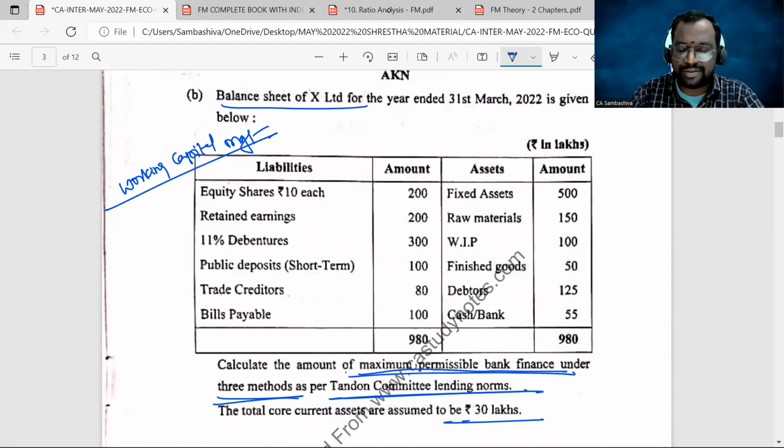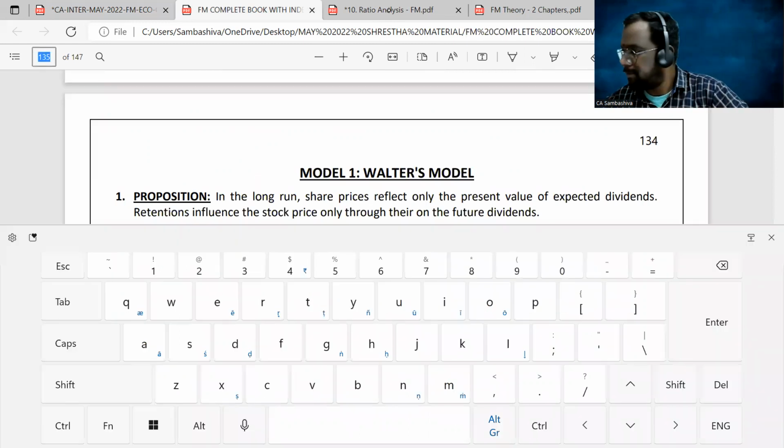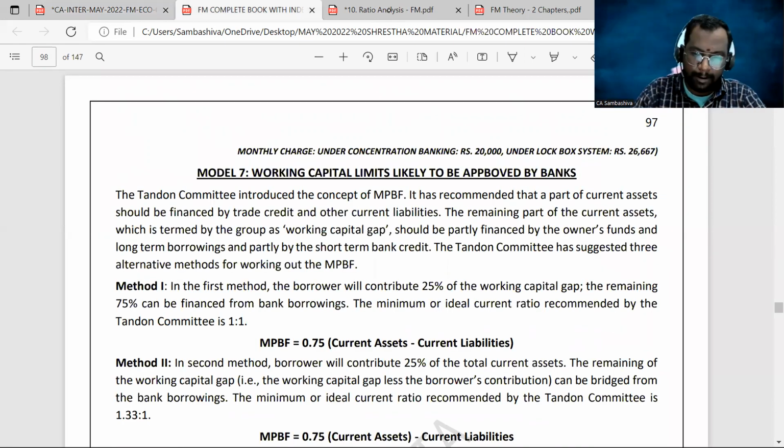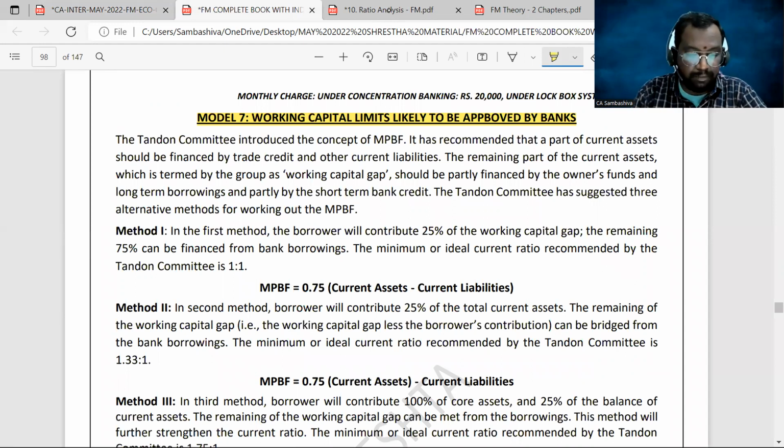And the same problem we got in our Shreshta material with the same numbers also. Let me take you to that problem that we have discussed in working capital management, as problem number 25. Here it is. The concept of working capital limits likely to be approved by the banks. Concept of maximum permissible banking finance. Tandon committee introduced the concept of MPBF, where you can see the three methods.